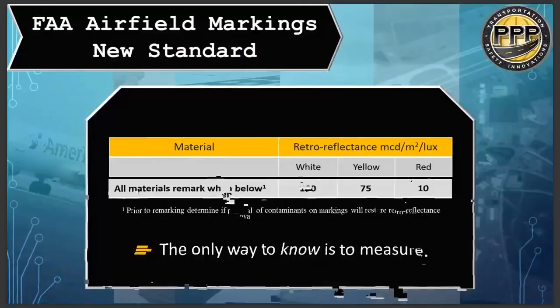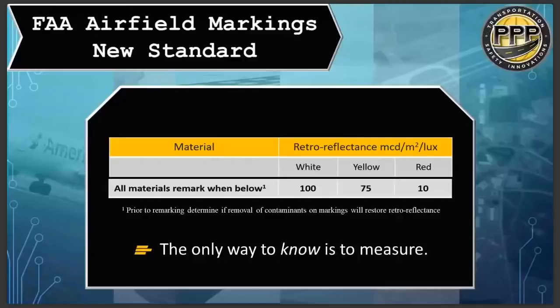They also add this item in here for this sub item saying prior to remarking, determine if removal of contaminants on markings will restore retroreflectance. And that's really smart. The FAA is very smart to put that in there. We'll discuss briefly about that.